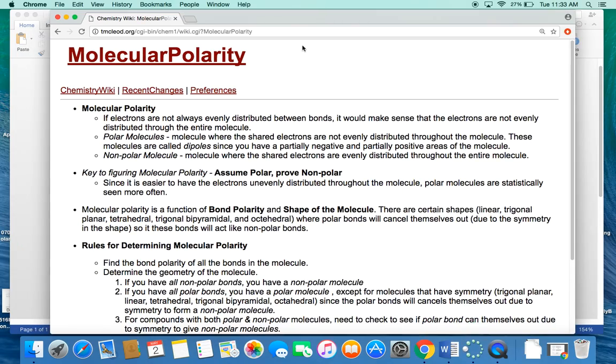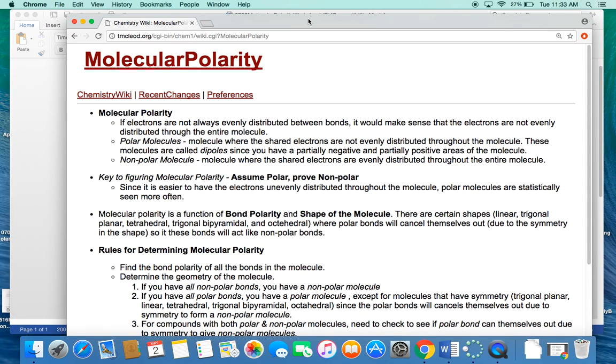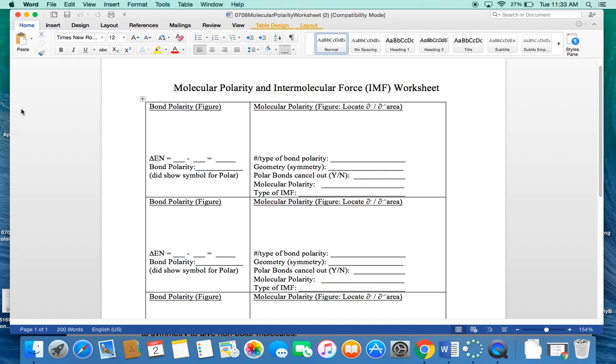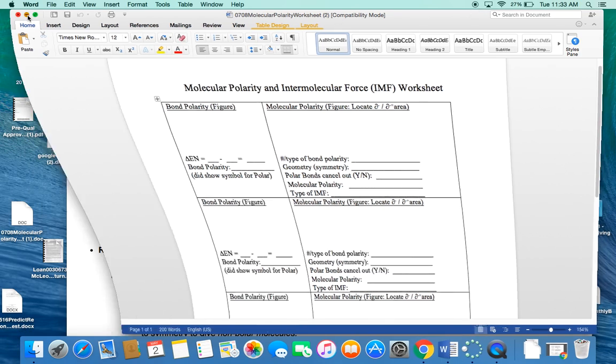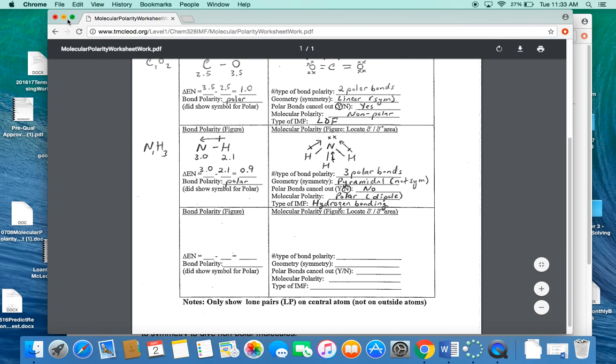By now, you should have opened up the Molecular Polarity webpage. You should have downloaded the Molecular Polarity worksheet, and you should have gotten an example.